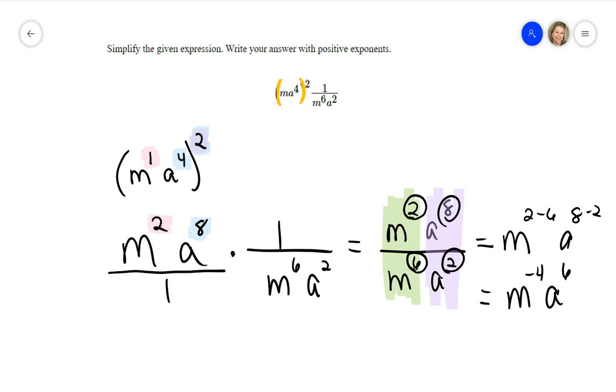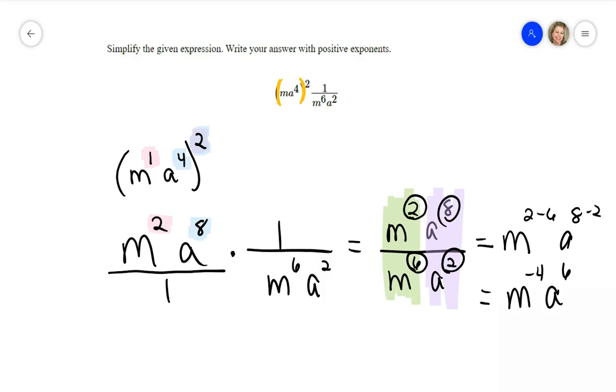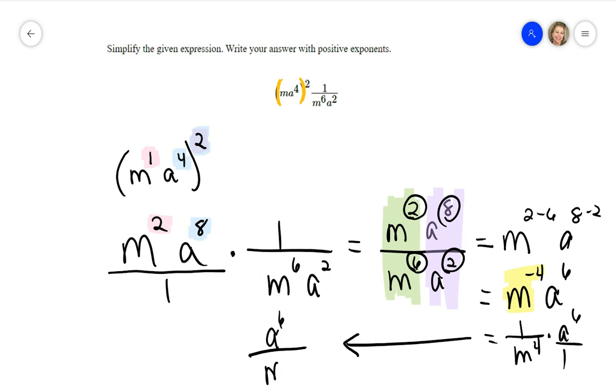But I'm pretty sure the directions say to simplify the given expression and write your answer with positive exponents. So I'm not allowed to leave that negative exponent in there. So I am going to have to flip this to its reciprocal, which will be 1 over m to the 4th times a to the 6th. And then just to make it look pretty, this is like a to the 6th over 1. It would be a to the 6th over m to the 4th.